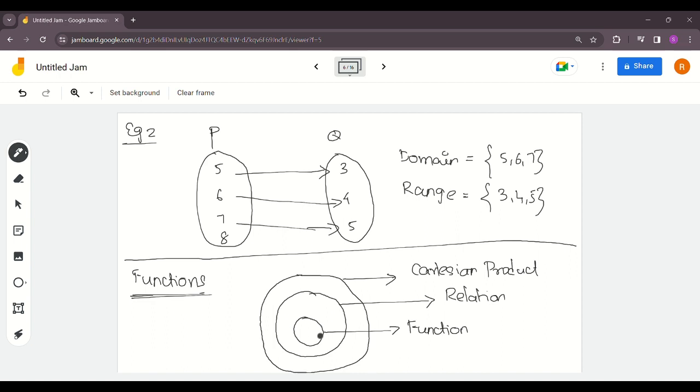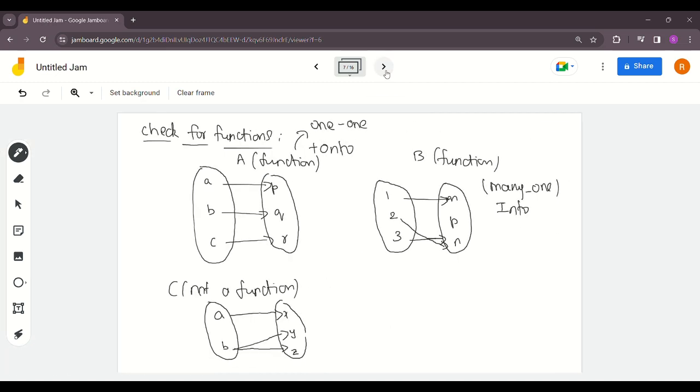A function is always a subset of relation, and a relation is always a subset of Cartesian product. I told you this. A relation should always be a subset of Cartesian product. Similarly, a function is always a subset of relation. So if you understand the concept of relations better, understanding functions will be a lot easier. Okay, now we are going to check whether the given mappings are functions or not.